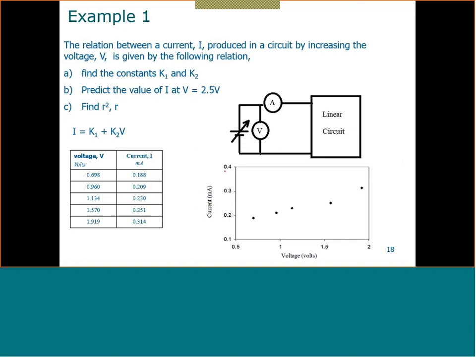First, I'd like to find the constants K1 and K2 that satisfy this equation, which is I equals K1 plus K2 times V, because as you can see here, this is a linear line. So I'd like to find that line, and to find the line we need two constants, K1 and K2. Then I will use this line to predict the current when the voltage is 2.5. The maximum voltage here is around 2 volts. I want to see what the current will be if I increase the voltage to 2.5.